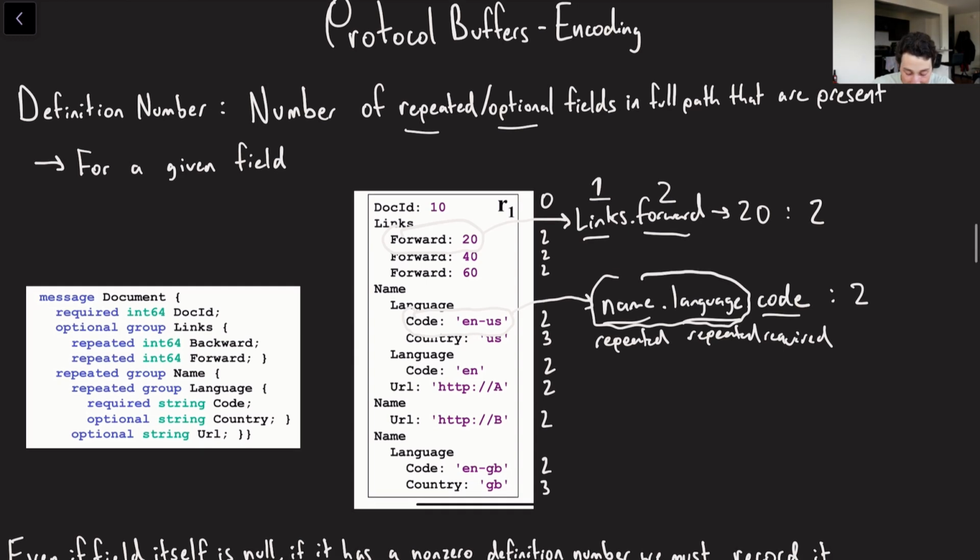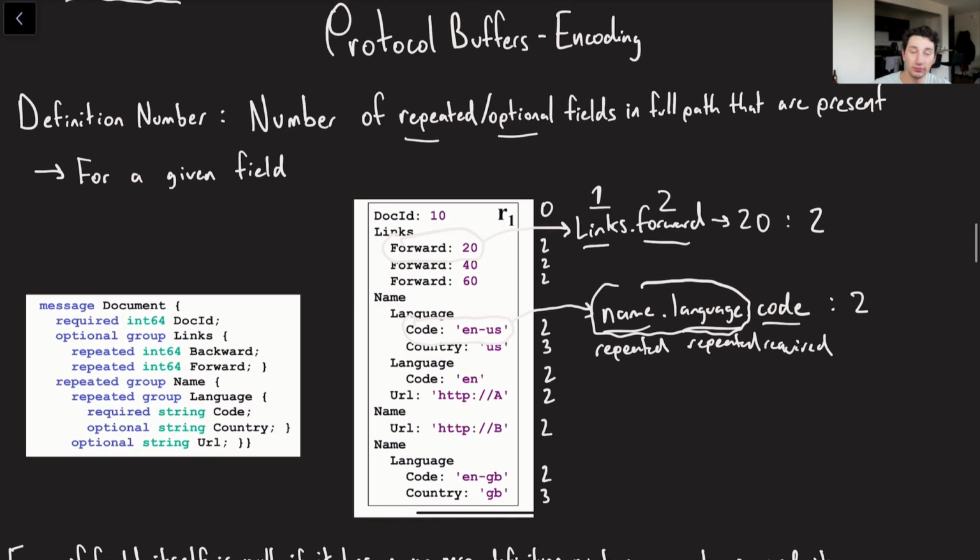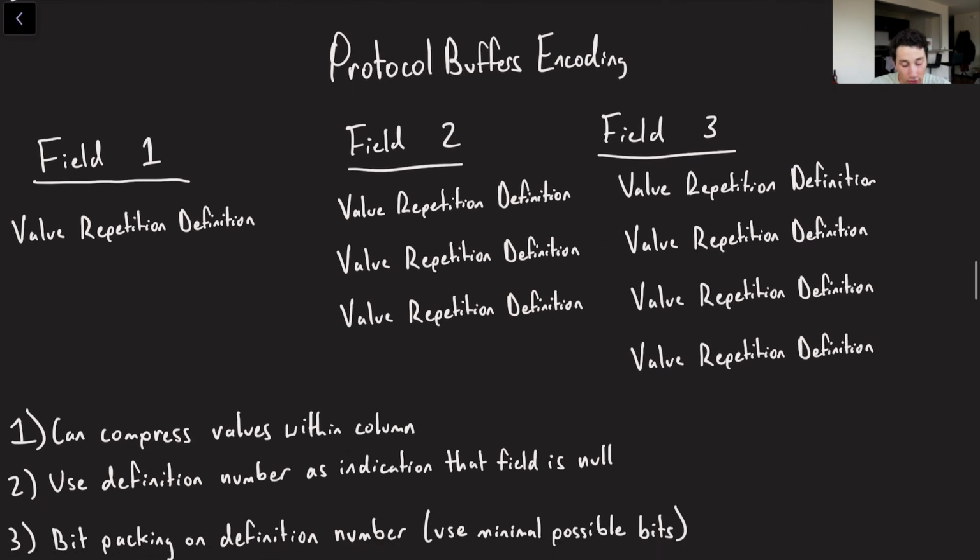Okay, another thing to note is that even if a field itself is going to be null, if it has a non-zero definition number, we must record it in basically the column definition for that particular field value, right? So I'm trying to think of a good example of this, but the gist is, you may have a null field, because like we covered over here, you can have null fields, but certain fields are optional, but they may have optional parents that are actually defined, and so then you do need to actually write the fact that that exists somewhere with its definition number.